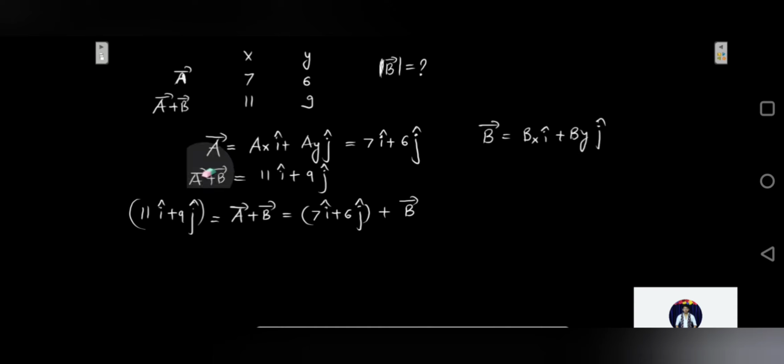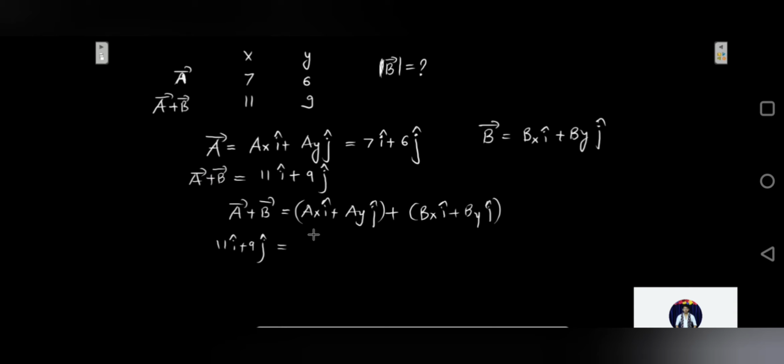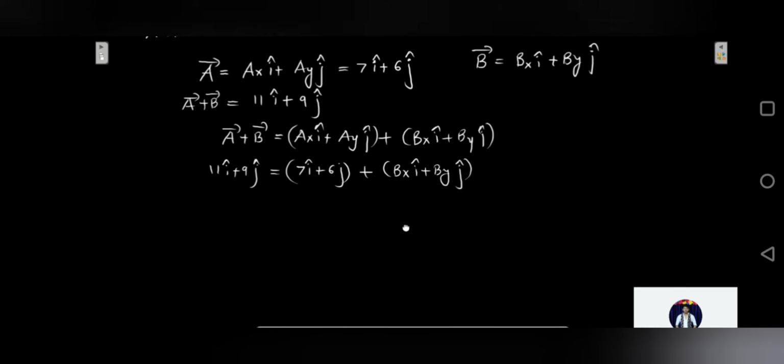So we'll include one more step over here just to avoid complication. A plus B is going to be equal to axi plus ayj plus bxi plus byj. Now it will be clear to you. Now we can substitute. So A plus B is given to us as 11i plus 9j is equal to axi plus ayj, which I know as 7i plus 6j, plus this will remain as it is, bxi cap plus byj cap. In the next step I will take this on the other side.